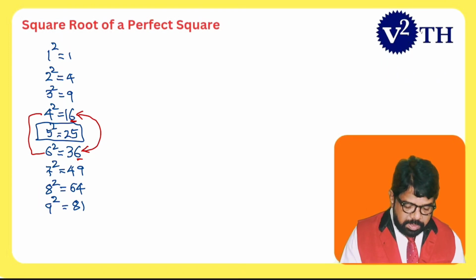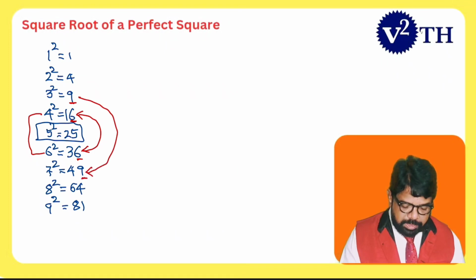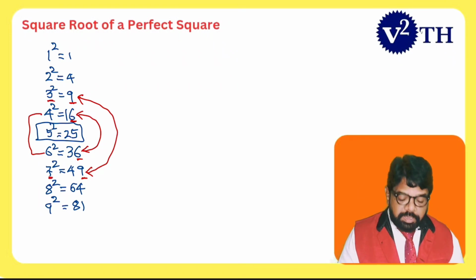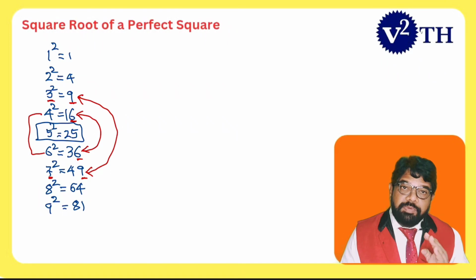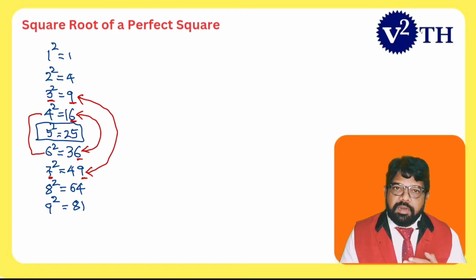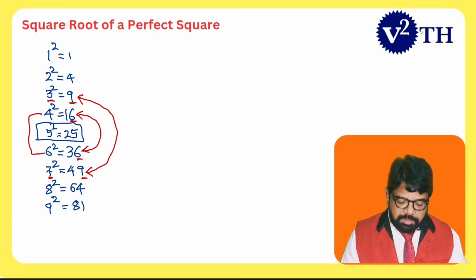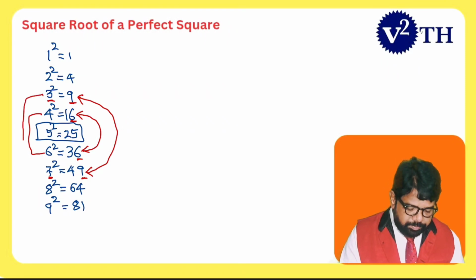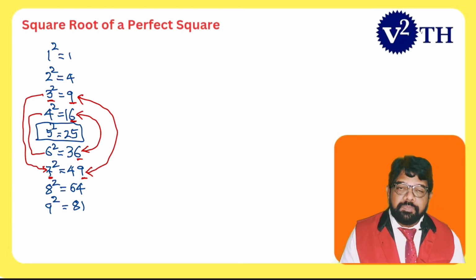Now similarly, observe here, units place is 9 in two cases again. So it is either 3 square or 7 square. You can identify one number. Suppose if you identify 3, automatically you can say the other number is 7. The sum of these two is always 10. 3 and 7 is 10. Here also 4 and 6 is 10.